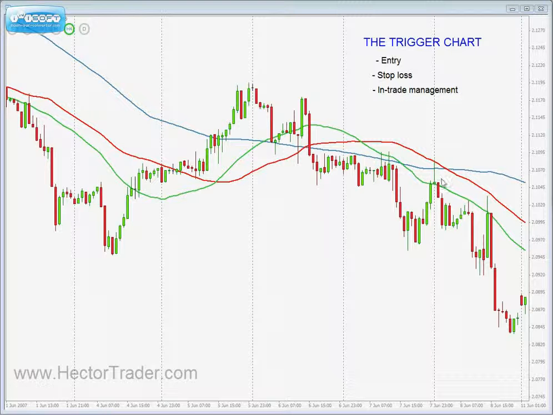Like I was saying, it's just so you guys understand the difference between the setup chart and the trigger chart. It's a very easy concept. Basically, you establish the trend in the longer time frame, and then you zoom in to the shorter time frames to manage the trade, to get the entry, to get your stop loss, to follow it in real time, etc., etc. Very easy concept to understand.